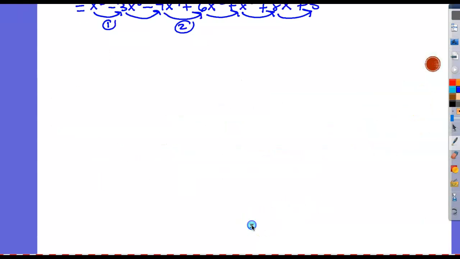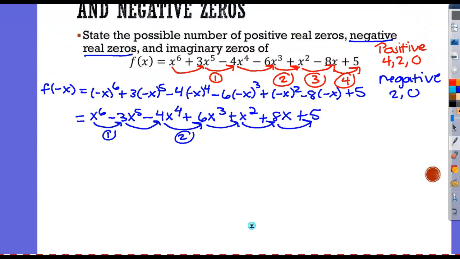So I'm going to scroll down just a little bit, and I'm going to create a chart that shows all of the various possibilities, because the other thing we have to consider is the number of imaginary zeros. So there's positive zeros, there's negative zeros, and there's imaginary zeros. This is how I like to go through this.